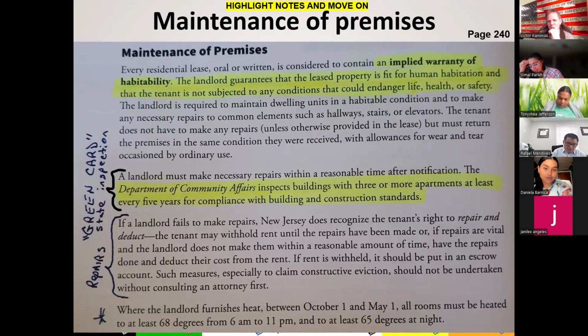What is their green card called? It's a state inspection. It's required at least once every 5 years to make sure the building and construction standards are up to code.